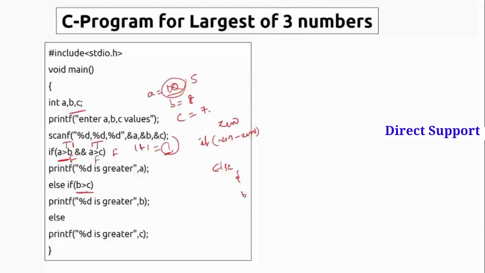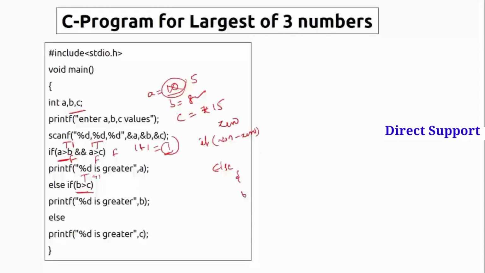Now 8 is greater than 7. Yes, true. True means 1. So 1 means B is greater, 8 is greater, right? So 5, 8, 7, which is the highest? 8. Okay, take another constraint. Here I'll take 15. So 5, 8, 15, you have to get 15.